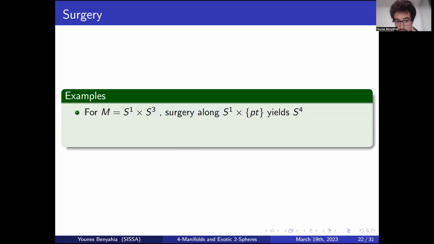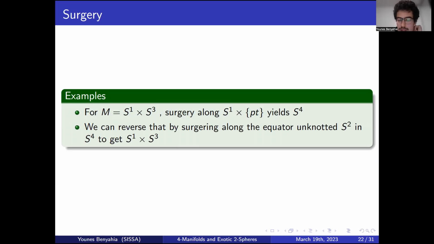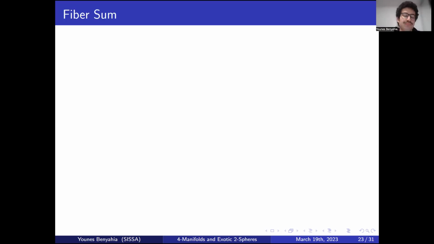So, for example, if you take M to be S^1 times S^3 and do surgery along S^1 times a point in this manifold, you will get an S^4. And the belt sphere is going to be the unknotted S^2, the one given by the equator in S^4. So if you reverse that surgery, you will get back S^1 times S^3. Okay, so that's for surgery.